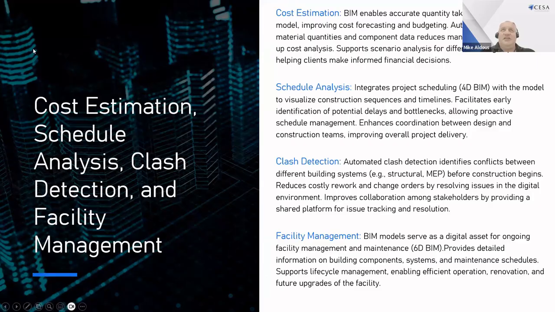Then the next one that has seen fairly good uptake is the schedule analysis. This integrates project scheduling with the model, and it's able to visualize construction sequencing and timelines, and it facilitates early identification of potential delays and bottlenecks, allowing proactive schedule management. It also enhances coordination between design and construction teams, improving overall project delivery.